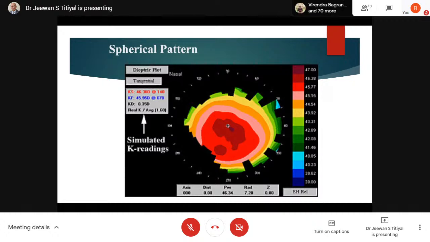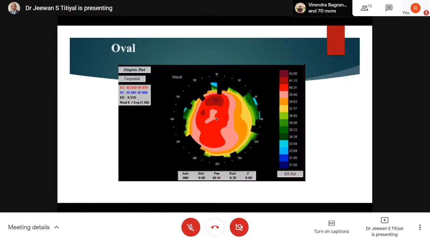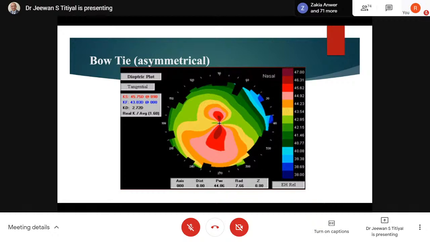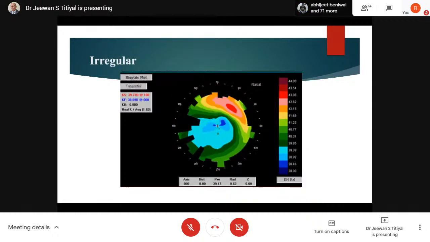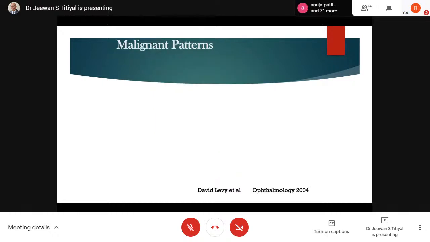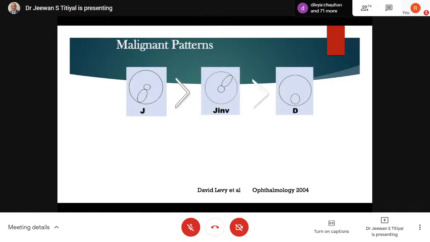They can give you various patterns. This is a spherical pattern. This is an oval pattern. This is a typical bow tie pattern which you see in routine astigmatism. This is a symmetrical bow tie pattern. This is an asymmetrical bow tie pattern. This is irregular astigmatism, so this case would have some sort of corneal ectasia disorder. These are the various patterns you are going to see in the axial power map of these cases. But if you look at which are the malignant patterns, that means those which may suggest suspect keratoconus or point to keratoconus.